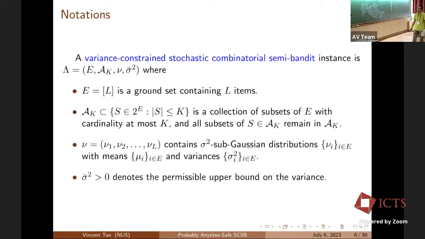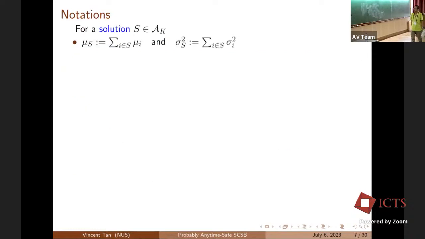Okay, so these elements consist of an instance. So we have a ground set, we have a collection of subsets, we have a collection of L distributions with unknown variances, and we have a permissible bound on the variance. So at every point in time, we are going to select subsets instead of just selecting one item. And how do we measure the quality of a certain subset? All right, there are two different measures, two different statistics of a certain subset, or what we call a solution.